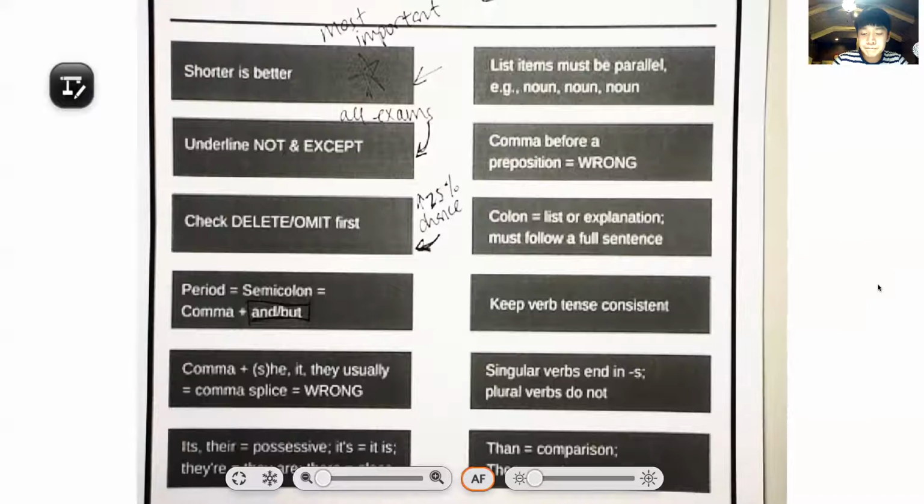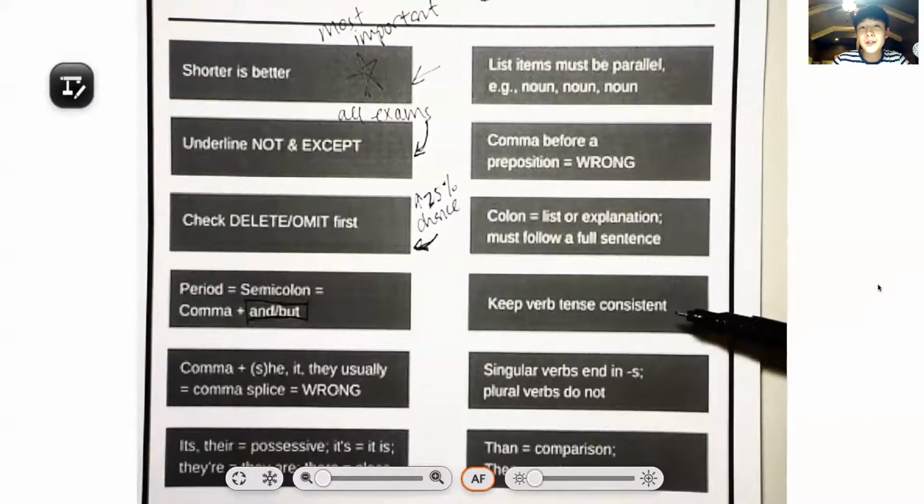Keep verb tense consistent. So your verb tenses are past, present, future, past perfect, present perfect, future perfect, right? Those are your verb tenses. There's six of them, and you always want to keep them consistent. Why? Because you cannot start a sentence in past tense and end it with future tense or present tense. That doesn't work that way. That's wrong according to the ACT.